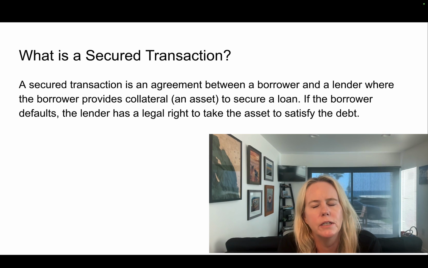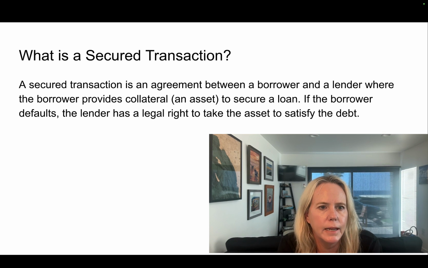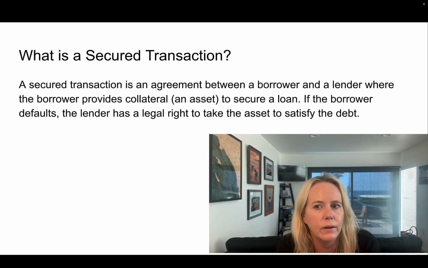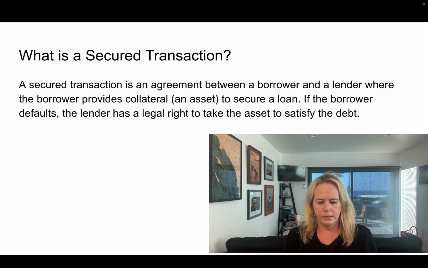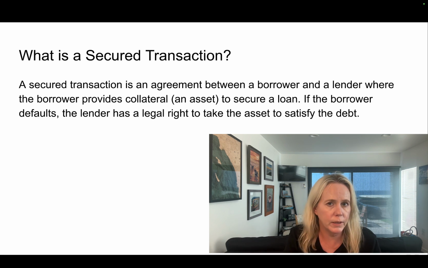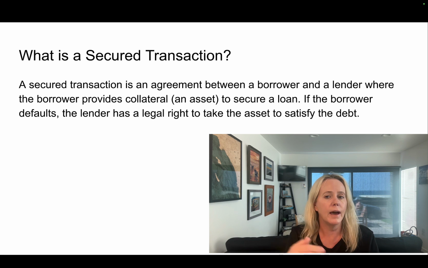So a secured transaction is an agreement between a borrower and a lender where the borrower provides collateral, an asset, to secure the loan. If the borrower defaults, the lender has a legal right to satisfy the debt. So typically what happens is the collateral of the loan is whatever the item is that you've purchased. So when I buy a house and I get a mortgage, the collateral for my mortgage is the house. The collateral for my car loan is the car.